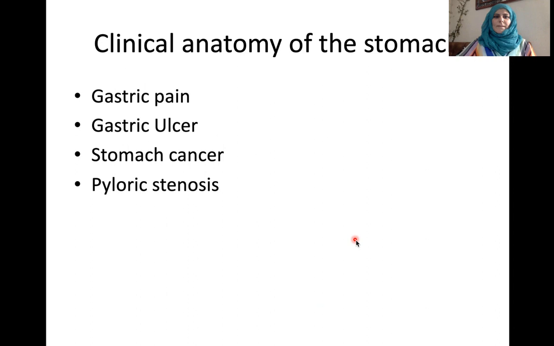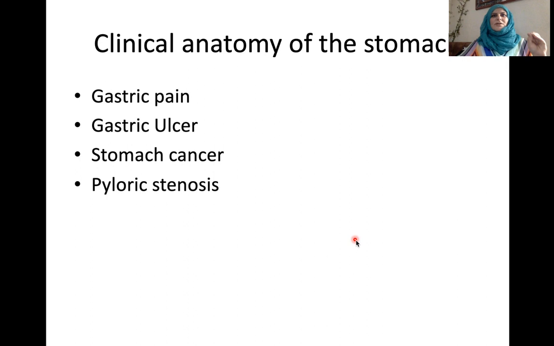Clinical anatomy of the stomach, هذا the gastric pain أعتقد هسه شرحته وصفته. The gastric ulcer, طبعا عندنا several types of ulcers in the stomach. One of them is the peptic ulcer. كنا نعرف إنه the stomach is lined by cells to secrete HCl and pepsinogen, and if it is secreted in an abnormal way, it will lead, or sometimes due to bad habits or due to alcoholism or due to insult, continuous insult to the mucosal membrane of the stomach, this could lead into erosion at certain regions.